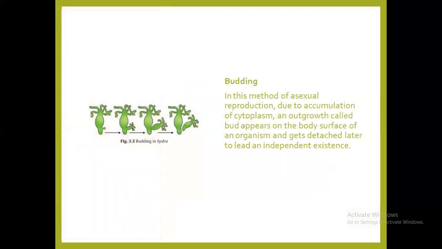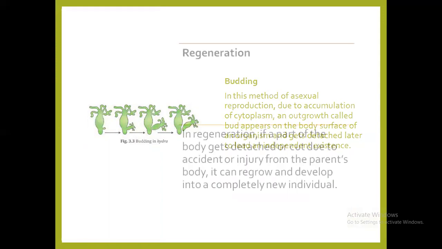The next method of asexual reproduction is budding. As you see in this diagram, this is the budding in hydra. A bud develops in the parent organism, and afterwards this bud enlarges. When it becomes fully mature, it detaches from the parent. So in this method of asexual reproduction, due to accumulation of cytoplasm, an outgrowth called a bud appears on the body surface of an organism and gets detached later to lead an independent existence. So this is budding in hydra.